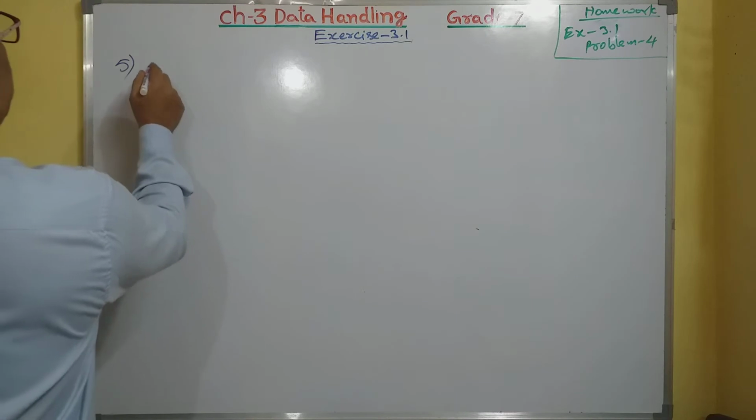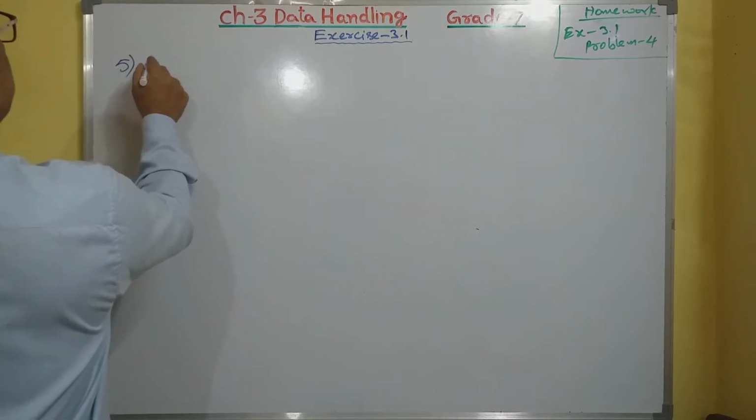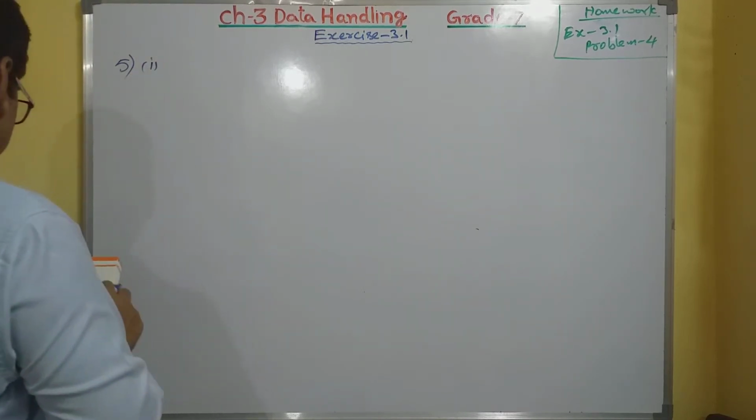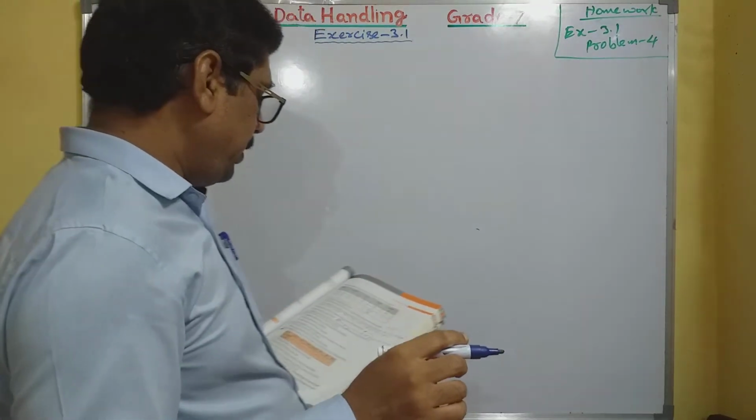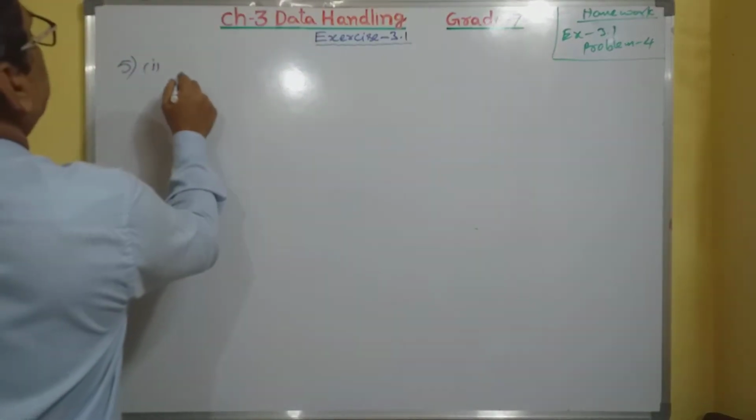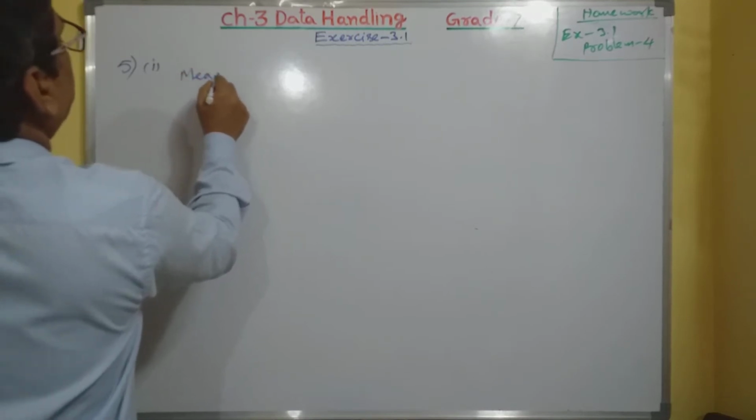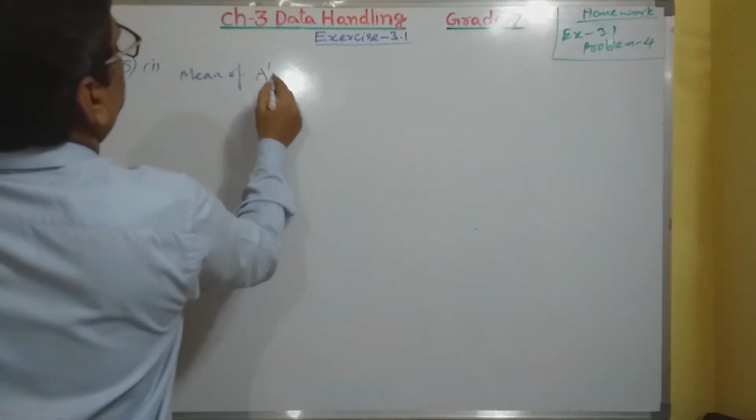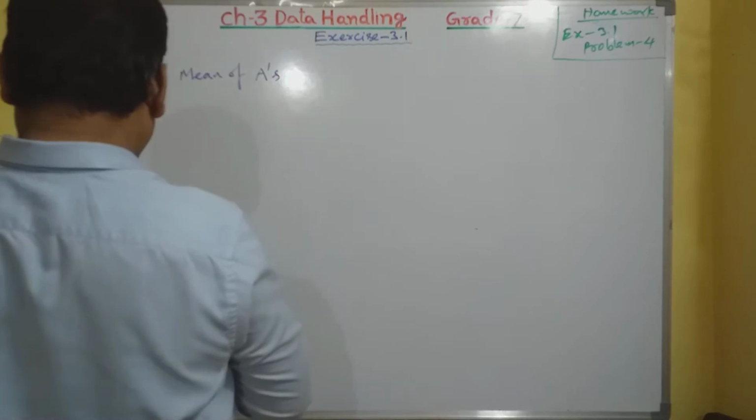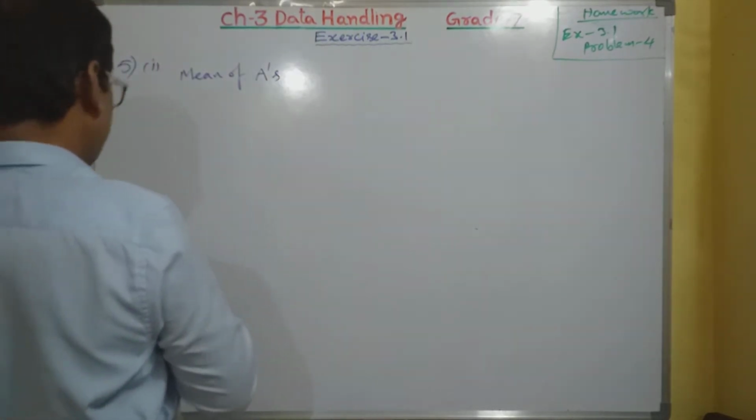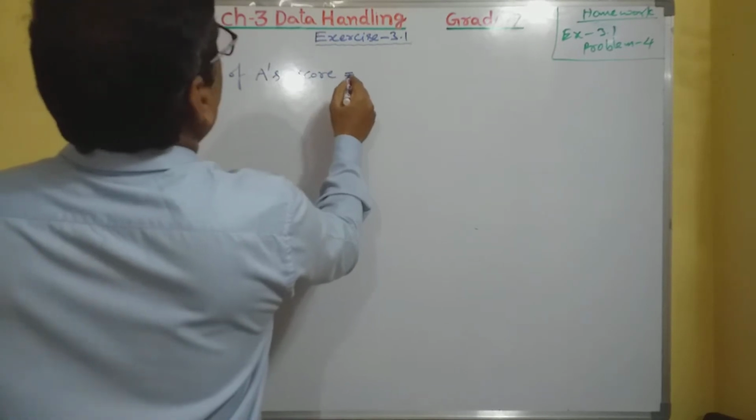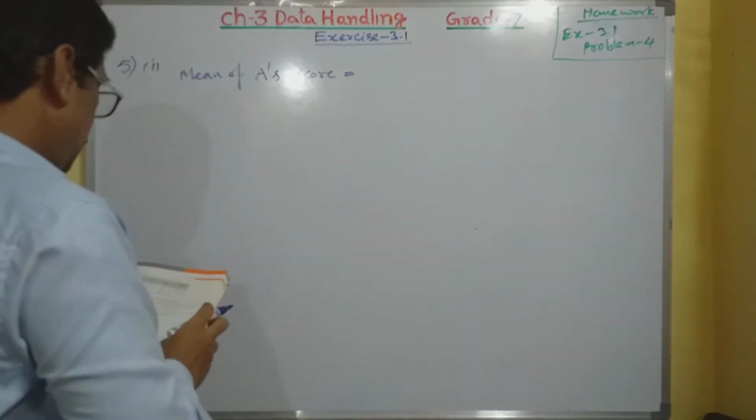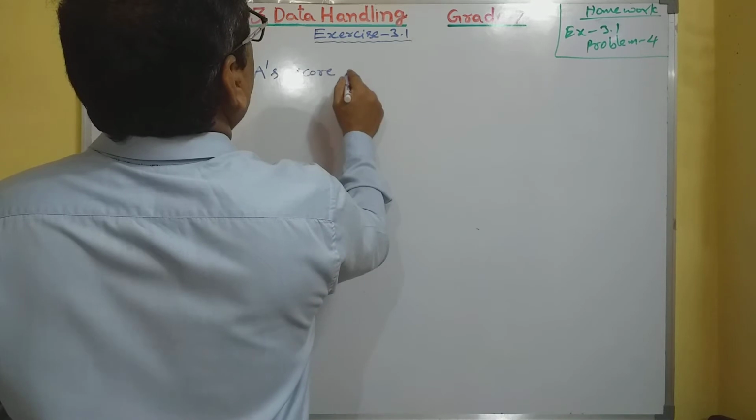So for the first question, find the mean to determine A's average number of points. Mean of A's score in 4 different games.